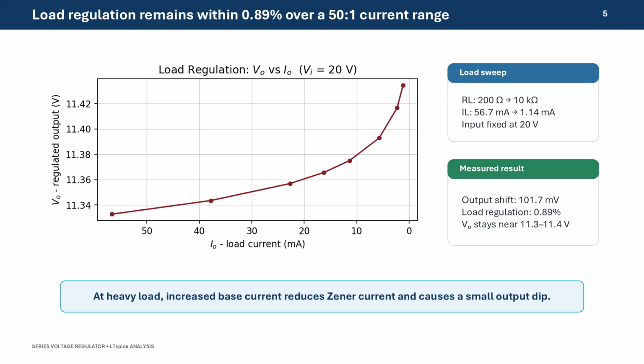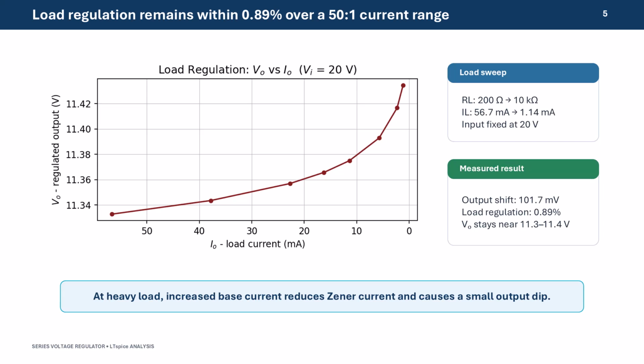Load regulation tests the output while the input voltage is held at 20 volts and the load resistance is changed. The sweep covers 200 ohms to 10 kilo ohms. This corresponds to load current changing from approximately 56.7 milliamperes down to 1.14 milliamperes, a range of nearly 50 to 1. The output shifts by only 101.7 millivolts or 0.89%.